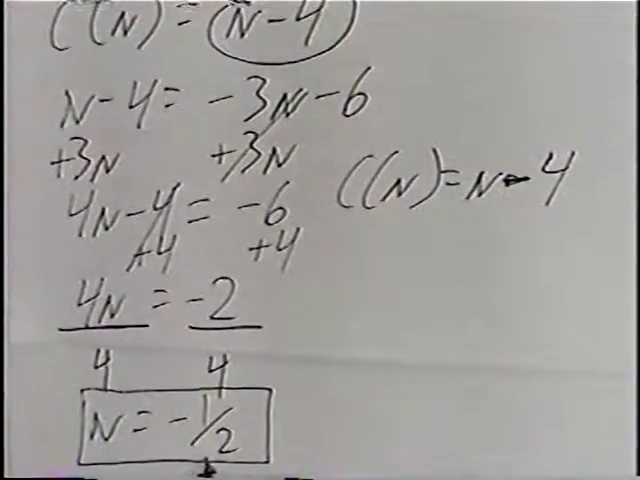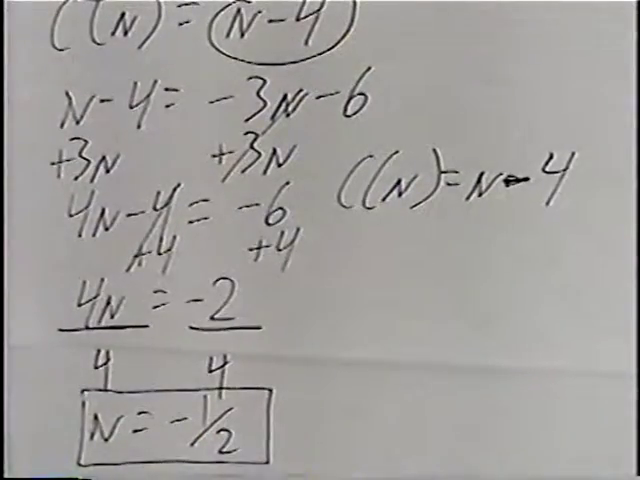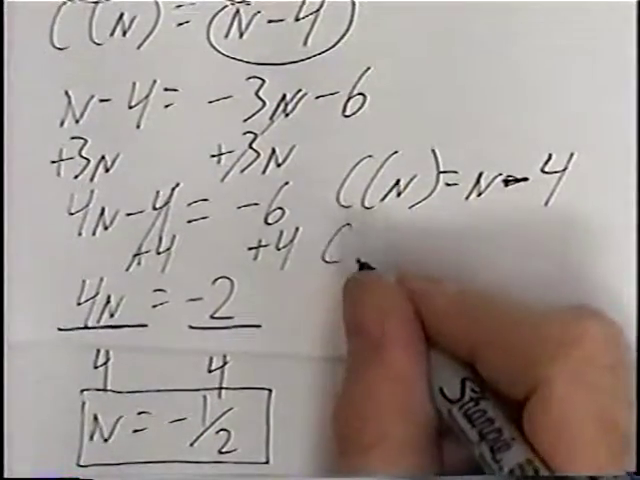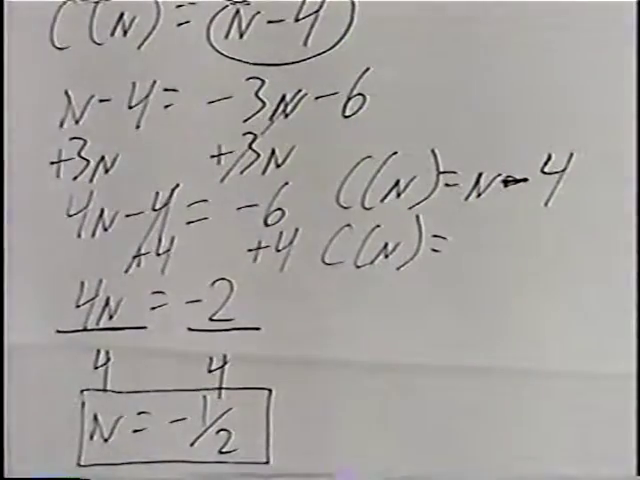And again, if n is negative 1/2, we can plug a negative 1/2 in for n. So we'll have c of n equals negative 1/2 minus 4.